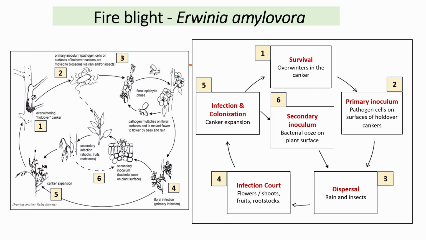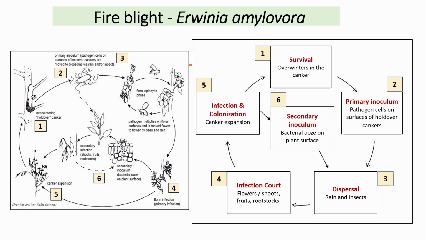Here I put numbers in every step, in every keyword, and then I also put the numbers in the figure to try to get information from these steps, because this figure also has text information that will help us to do our disease cycle. So let's start with survival.